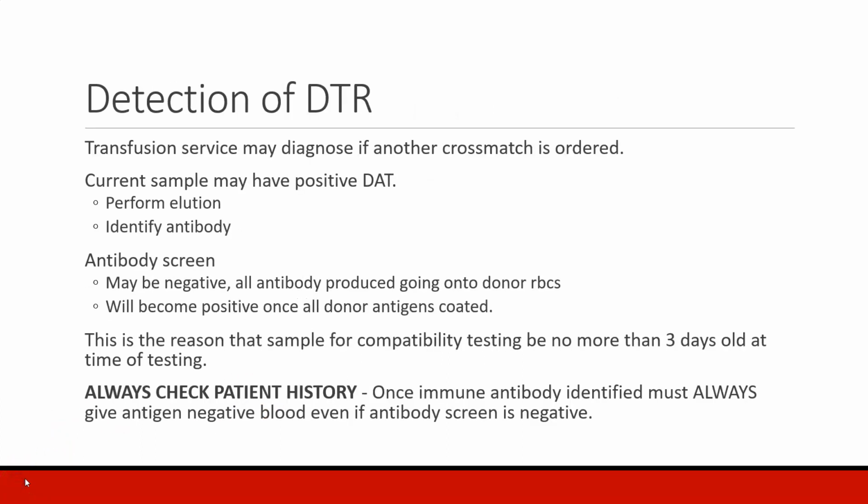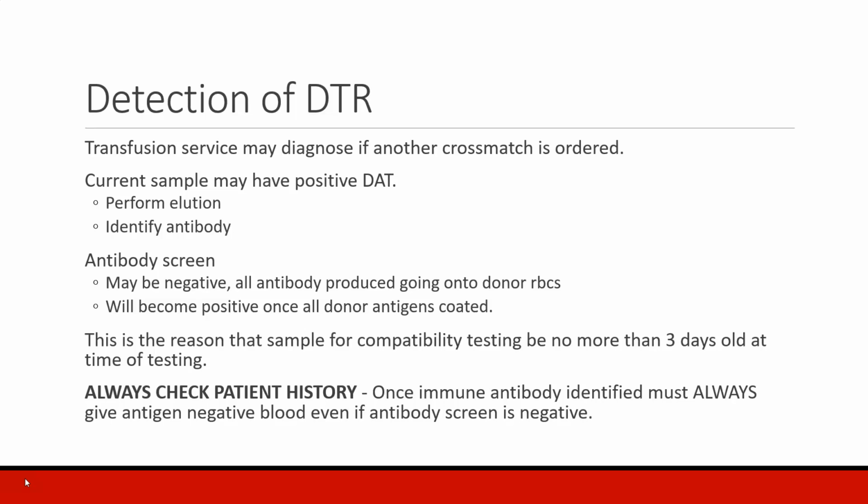Most delayed transfusion reactions go unnoticed, and the transfusion service may be the one to diagnose this condition if another cross-match is ordered. The current sample then may have a positive DAT, and this is because patient antibody is coating donor cells. So when you do the DAT and you're shaking that tube, you're going to have mixed field agglutination. You're going to have a sea of free cells, which are the patient's, and then these tight clumps of cells, which are the donors. So your DAT will have mixed field agglutination.